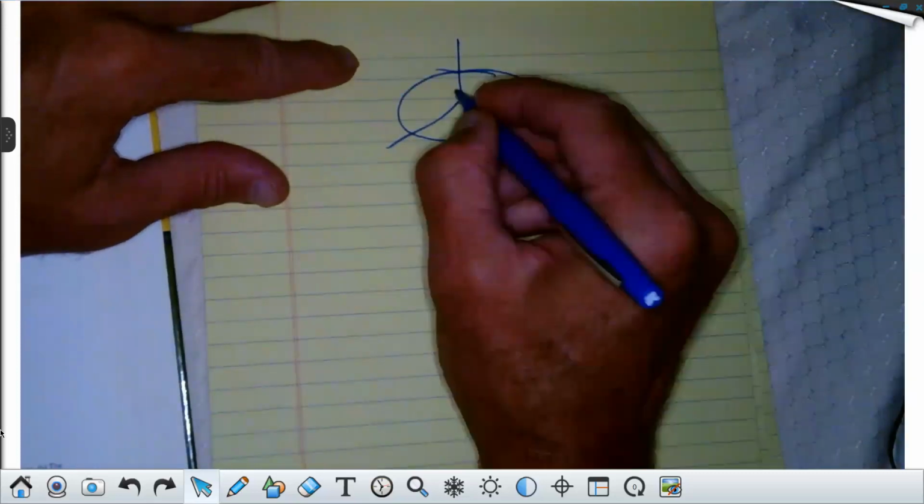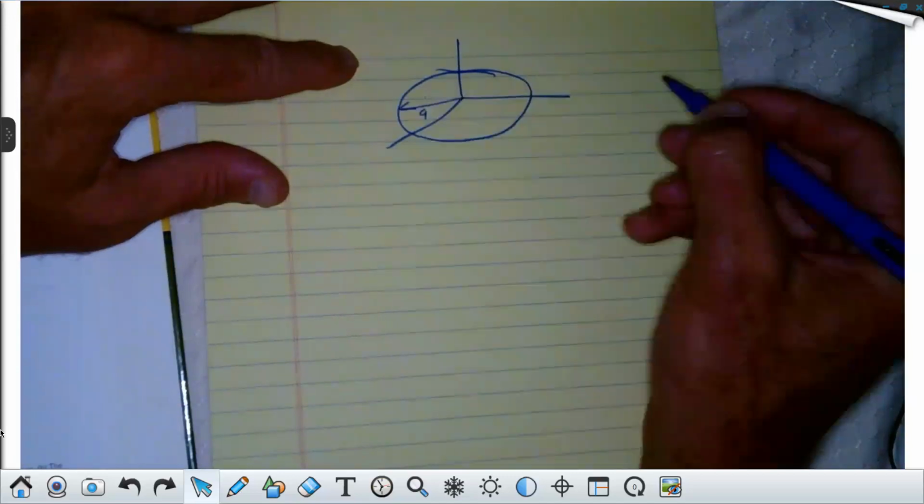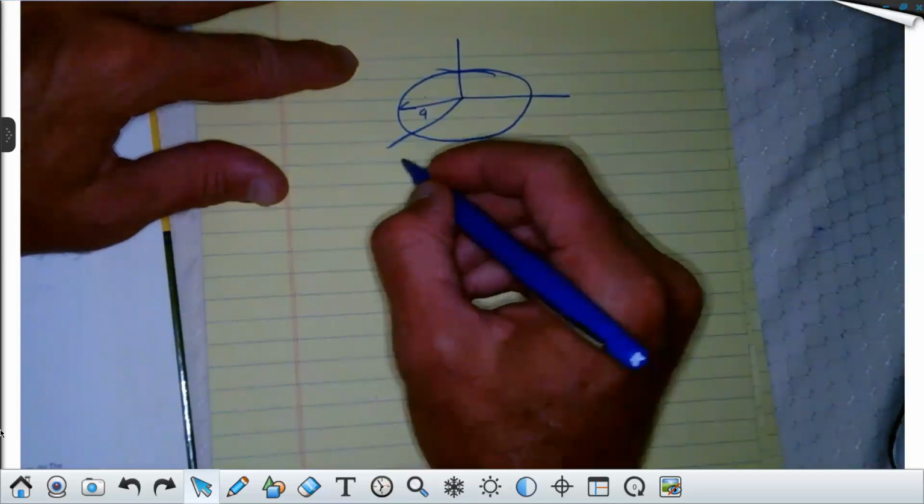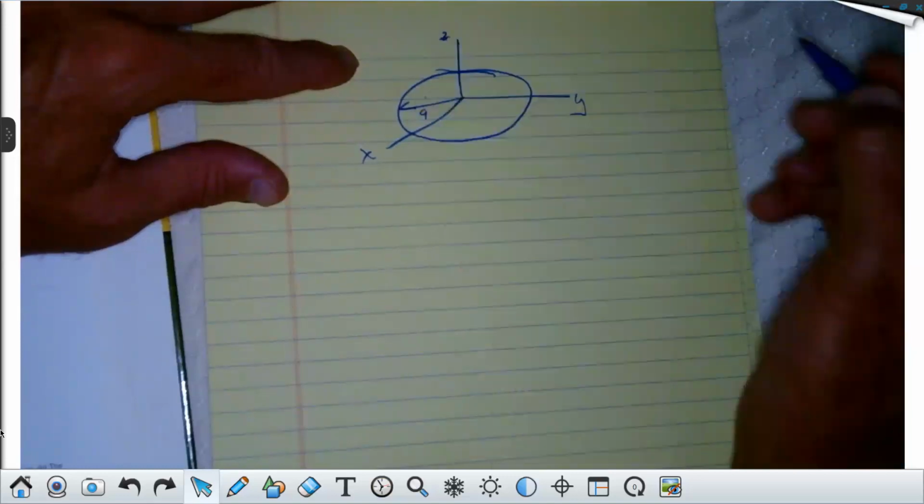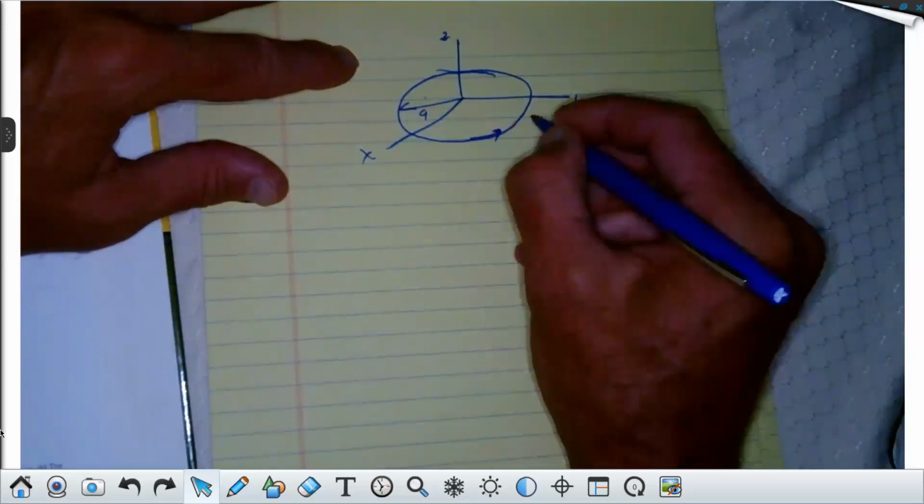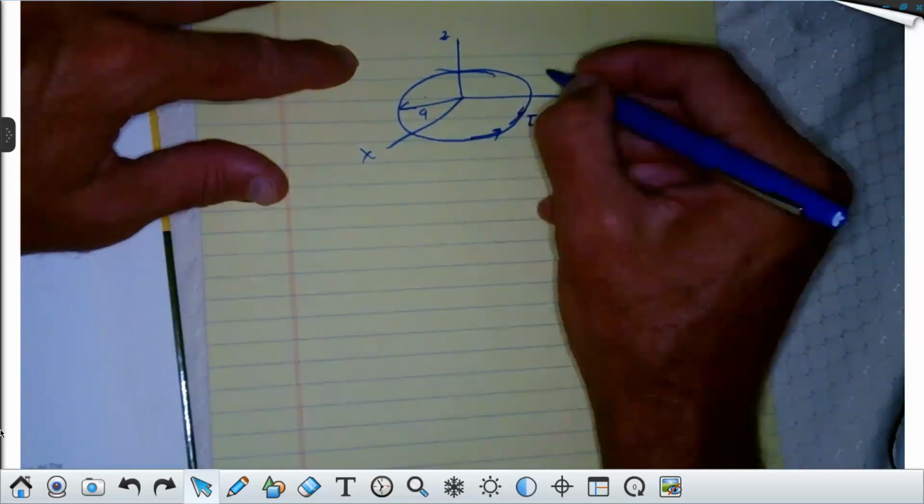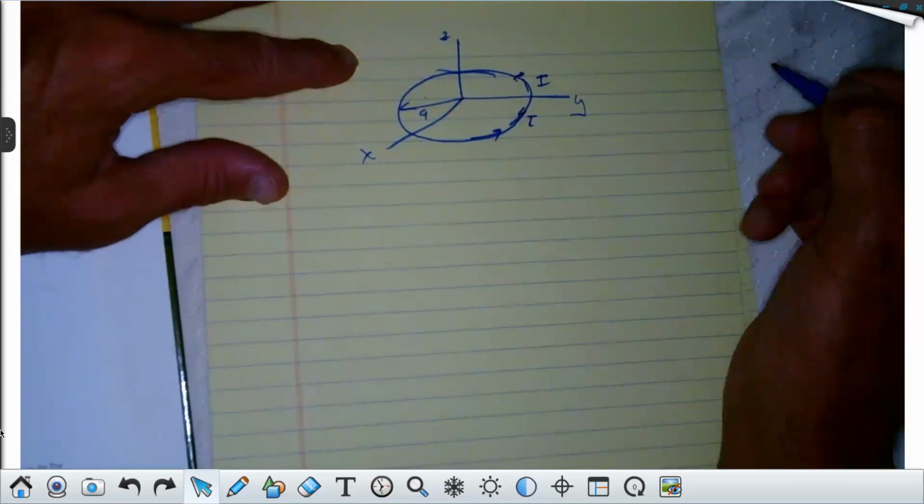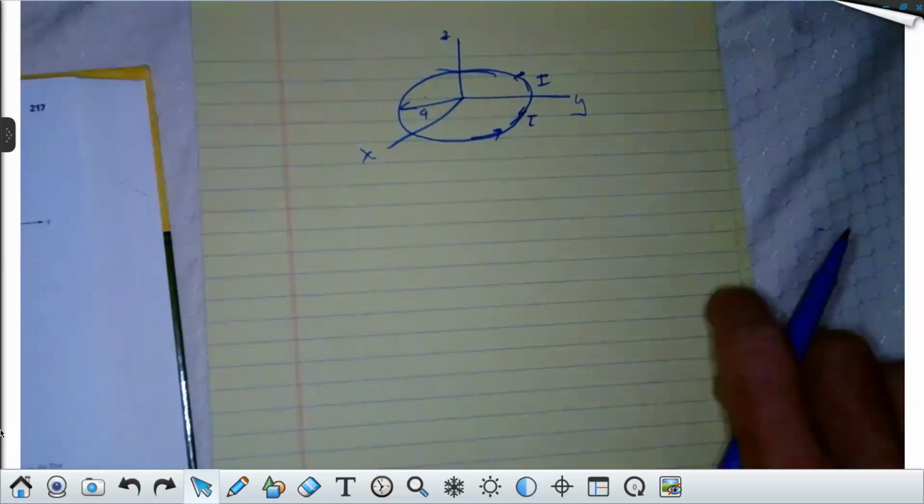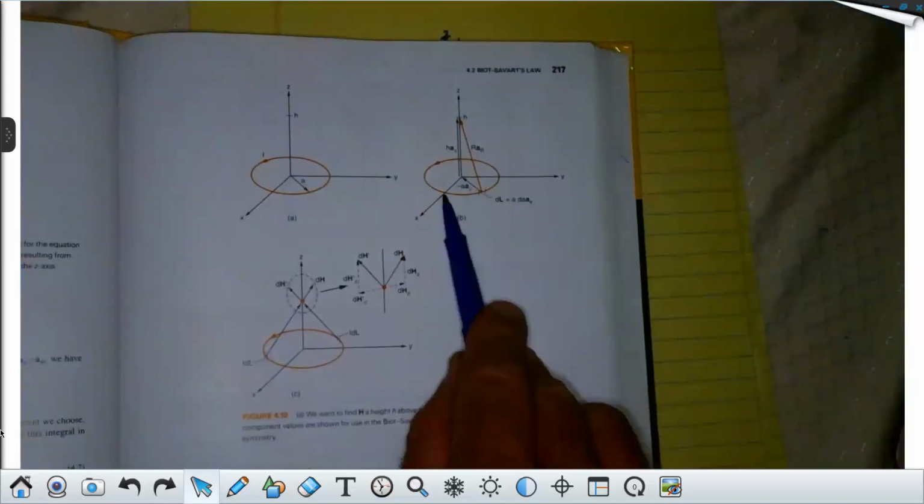And the loop has a radius A, and it's concentric with the origin, in the XY plane at Z equals 0, and this is the Z axis. And we're going to have a current going around here, I, in the radial direction. Can everybody imagine that? If you want a better picture of it, it's in the book right here. But it's just a loop, and I'm assuming I've got a current circulating this way.